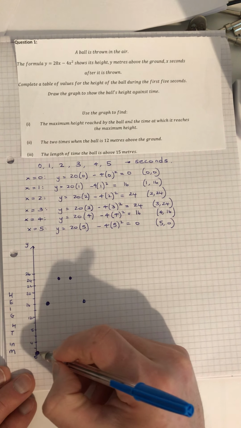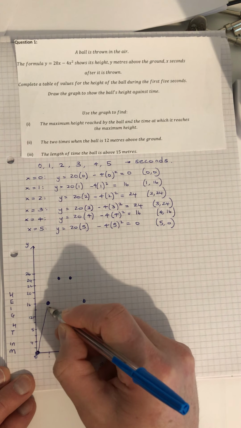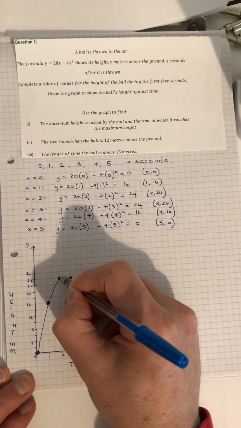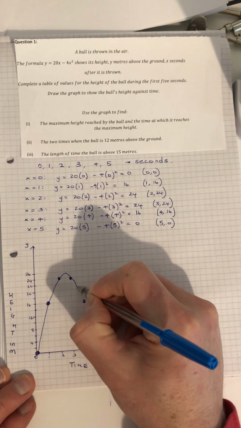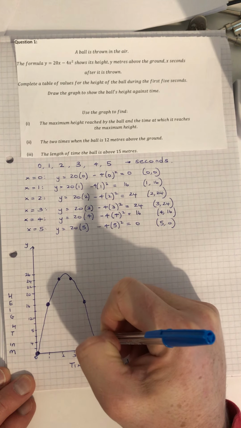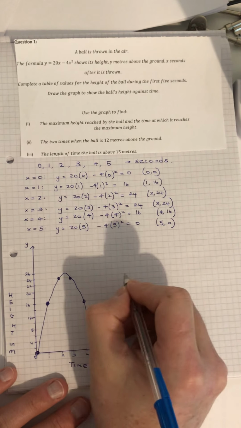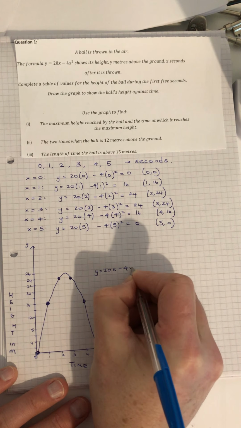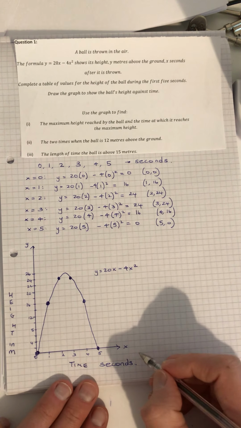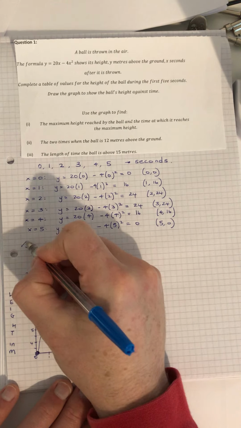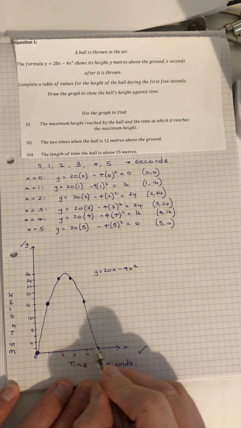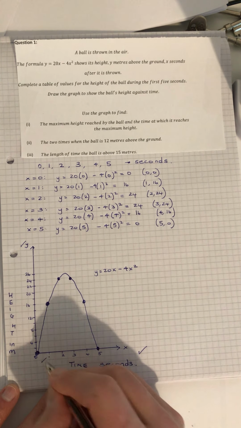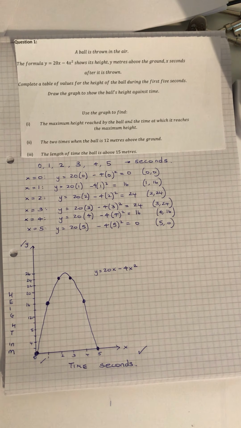So we're going to join these dots with a nice smooth curve. The ball goes up and comes back down. So that's the function y equal to 20x minus 4 times x squared. Label the axis x and y. Scale's the same each time, and that's how you get full marks in the exam.